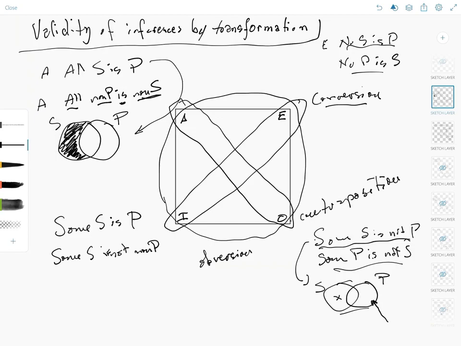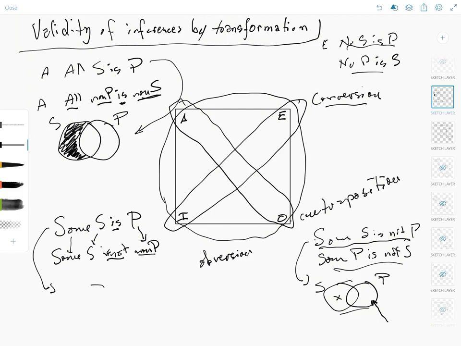So remember, the whole operation is same quantity. So particular stays particular. Whatever the quality is in the premise, we take the opposite. So it's affirmative here, it needs to be negative here. S stays the same, and we take the complement of the predicate term. So P becomes non-P. So we start with some S is P, and we end with some S is not non-P. All right, excellent.